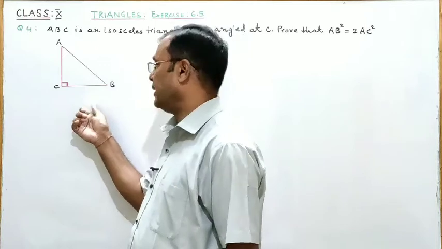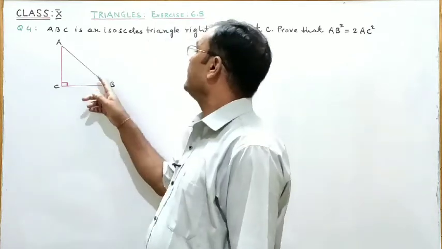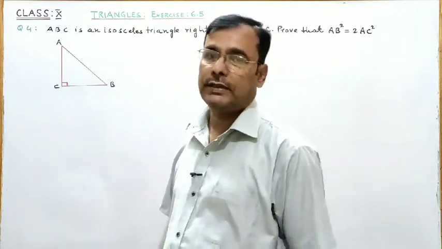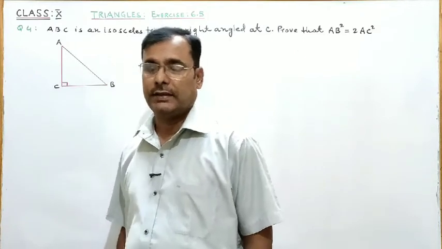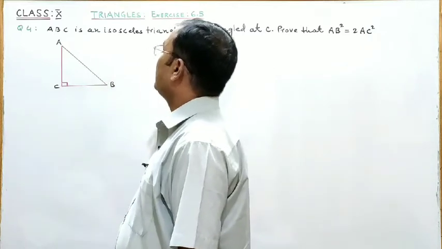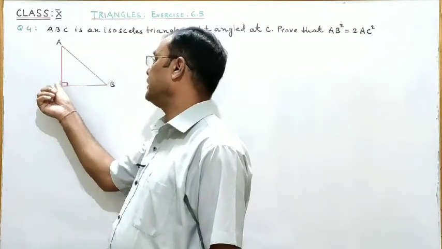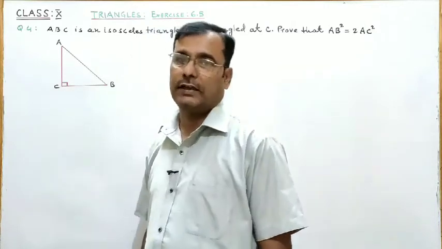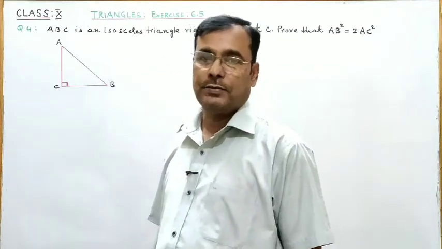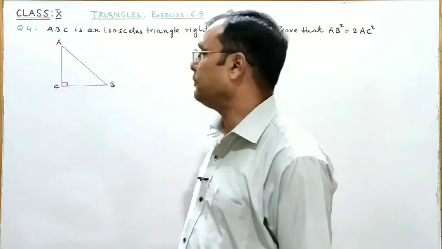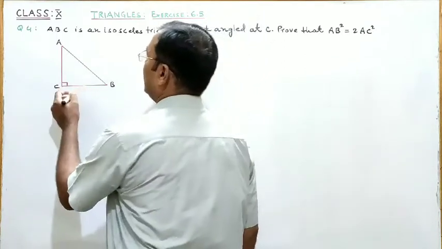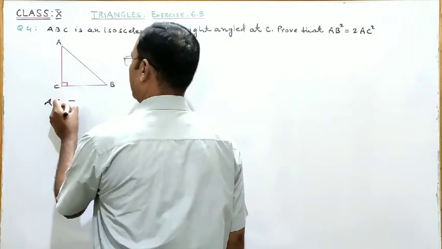ABC is a triangle right angled at C. So AB is the hypotenuse of this right angle triangle, and we know that the hypotenuse of a right angle triangle is the longest side. Therefore, here hypotenuse AB is not equal to any of the other two sides AC and BC. But this triangle ABC, which is right angled at C, has to be an isosceles triangle also. Therefore, the other two sides AC and BC are equal. So, here in this right angle triangle AC is equal to BC.